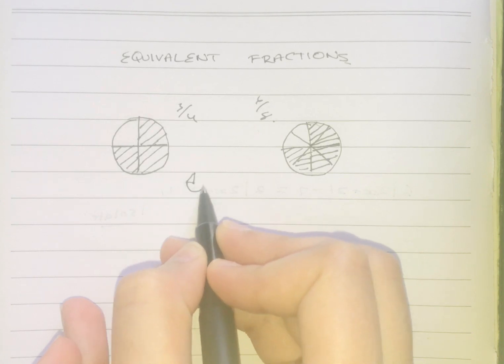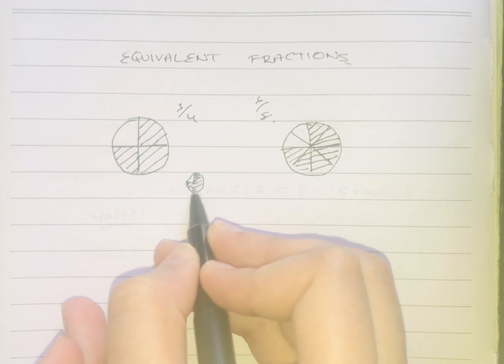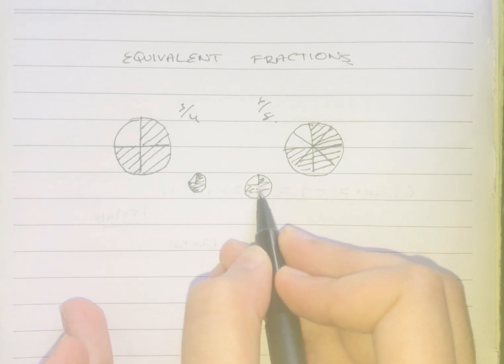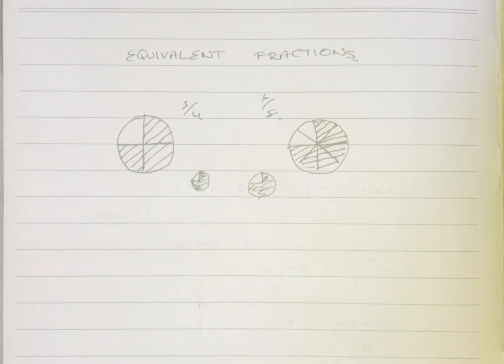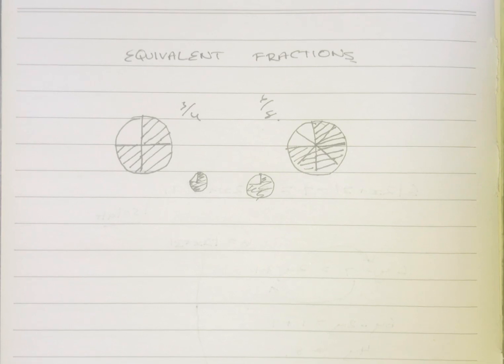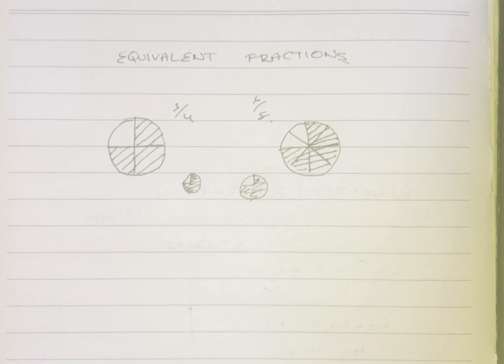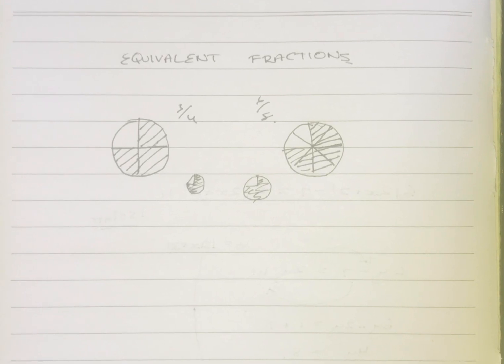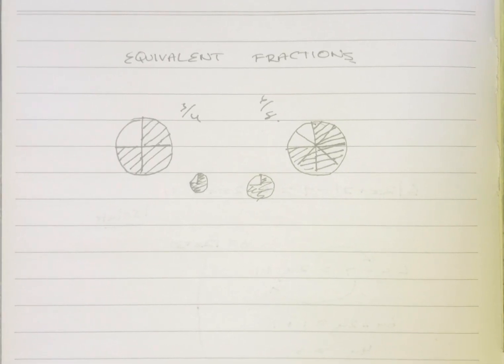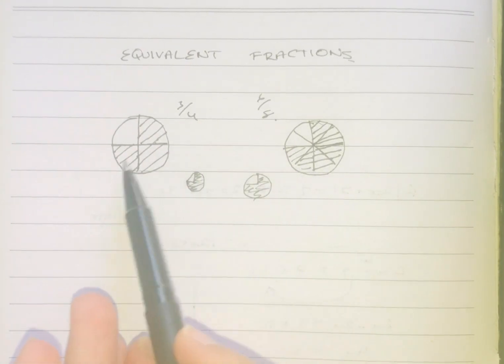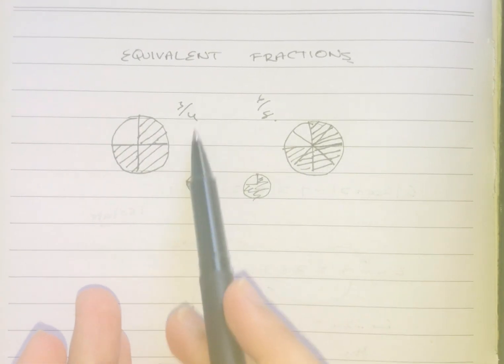They're both basically the same thing. Equal parts have been shaded and equal parts have remained unshaded, right? So that's why we call them equivalent fractions: fractions with equal value but different numbers.